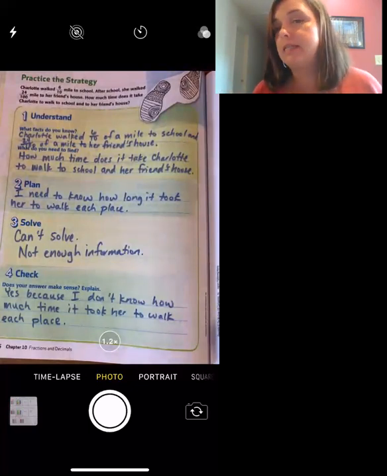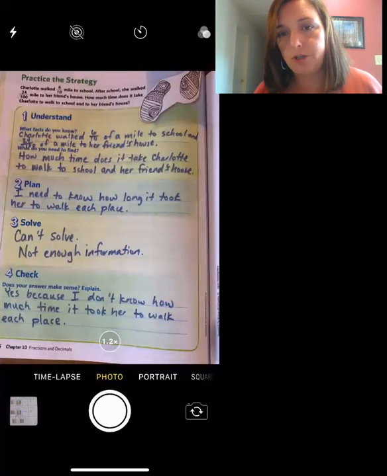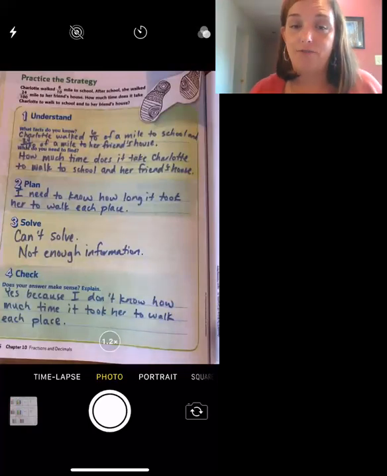And sometimes it's not going to give you enough information to solve the problem. So if it doesn't give you enough information, you need to write, there's not enough information to solve the problem.